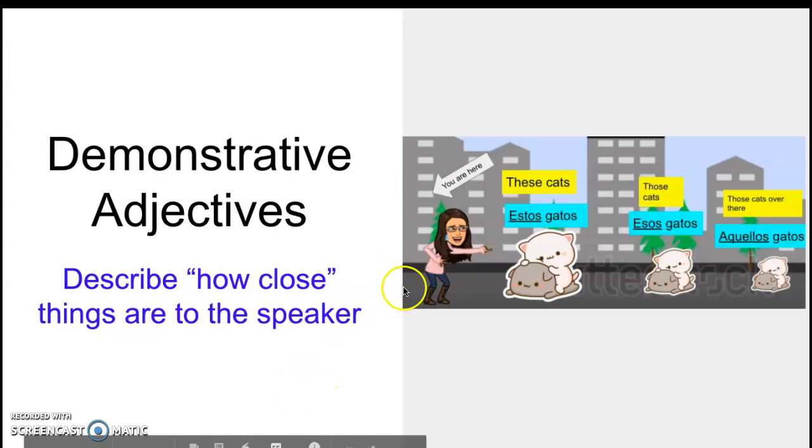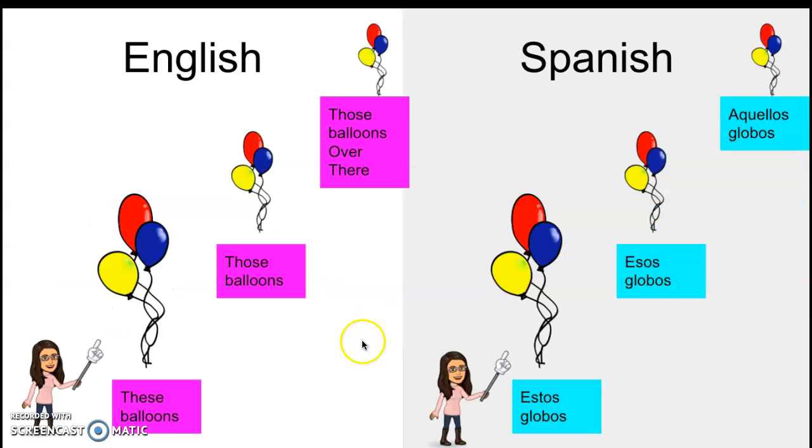They describe how close things are to the speaker. And in English, we just have this and that, these and those. But in Spanish, we have a little bit more. We'll get there. So if I look at these balloons, in English, again, the ones closest to me are these balloons. The ones that have kind of floated away are those balloons. And then the ones that are way over there would be those balloons over there.